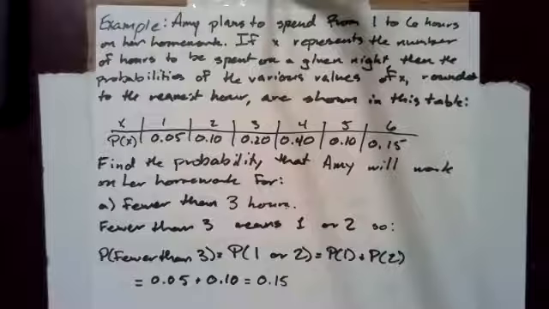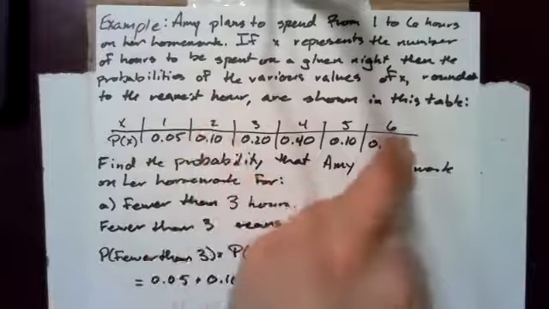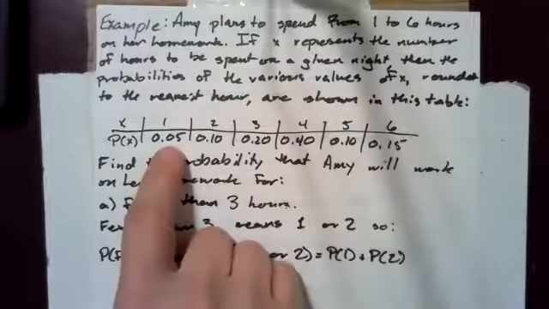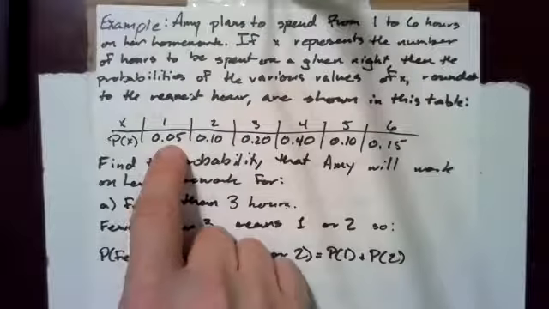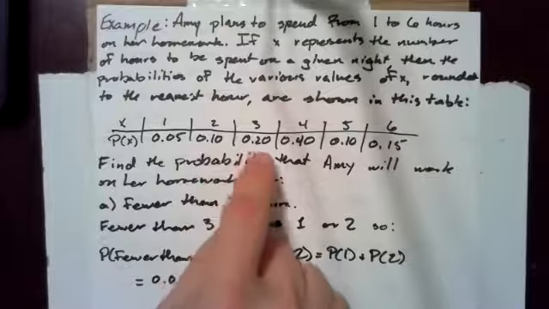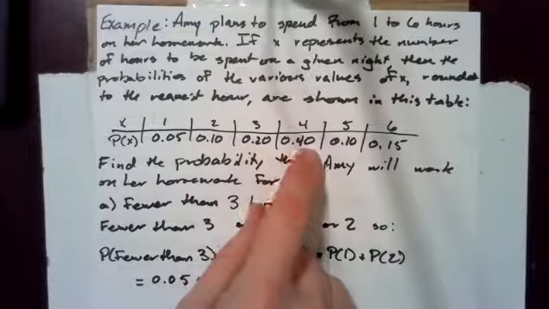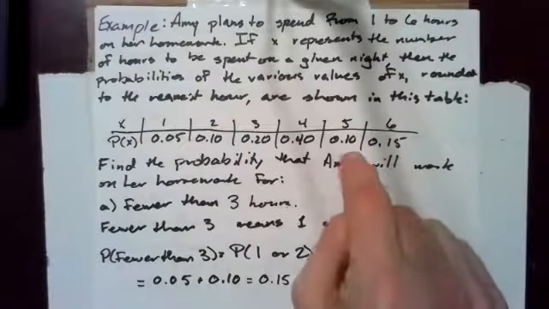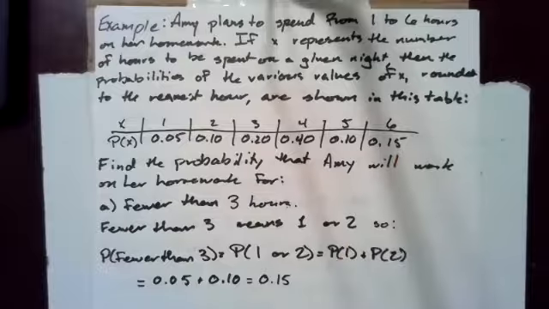Another example. Amy plans to spend from 1 to 6 hours on her homework. If X represents the number of hours to be spent on a given night, then the probabilities of the various values of X, rounded to the nearest hour, are shown in this table. Here are our values, 1, 2, 3, 4, 5, 6, and the probabilities 0.05, 0.10, 0.20, 0.40, 0.10, and 0.15.